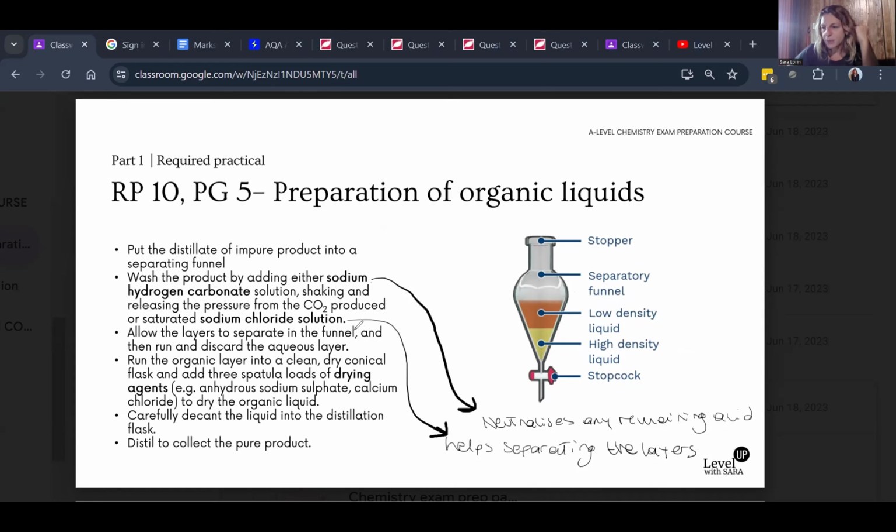And then when the layers separate, you separate the two different layers, and then you must use a drying agent, because it's possible that a little bit of the two liquids mix. And then, of course, the purification is distillation. So you distill and collect the pure product. This is a step that sometimes is not easy, because you may think that if you've used the drying agent, then it's already pure. Not necessarily. So you always need the distillation.